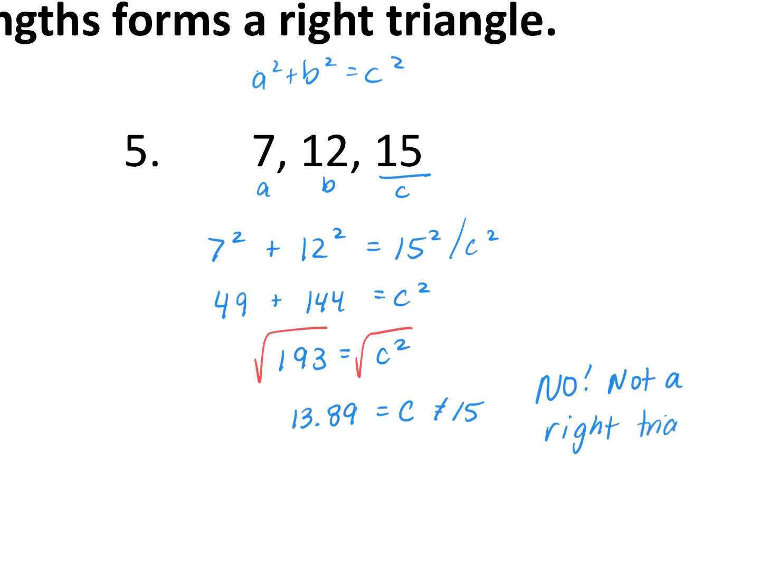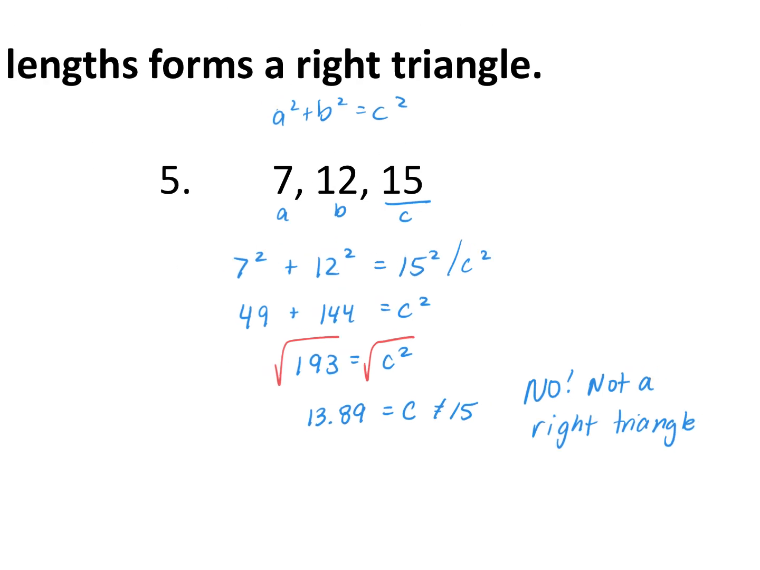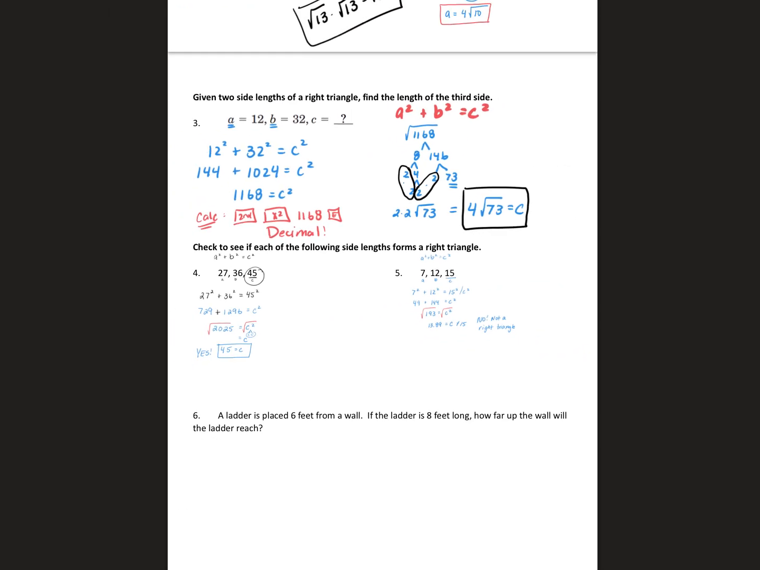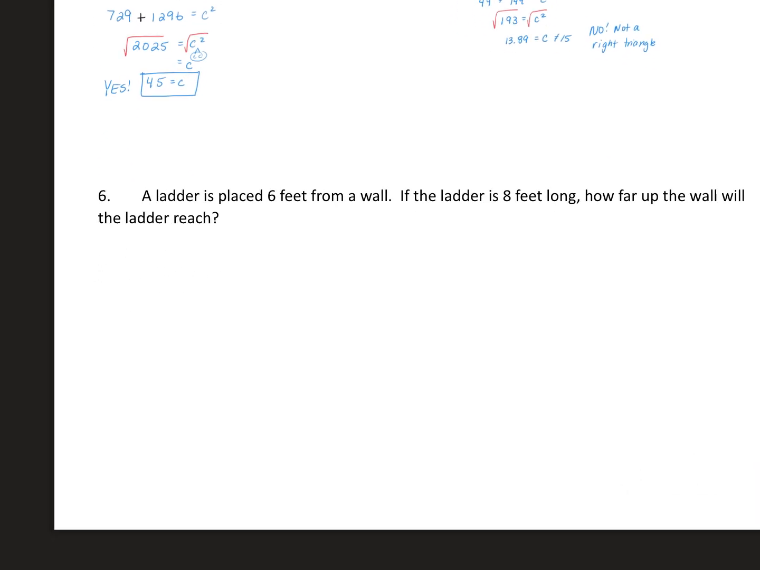So we're going in here and proving, using the Pythagorean theorem, whether or not the three numbers presented would work for a right triangle. To me, this is telling me that this angle is a little bit smaller than a 90-degree angle.